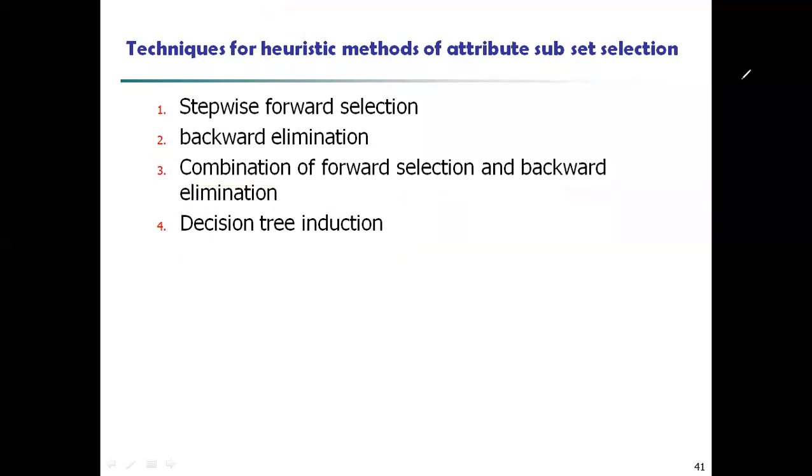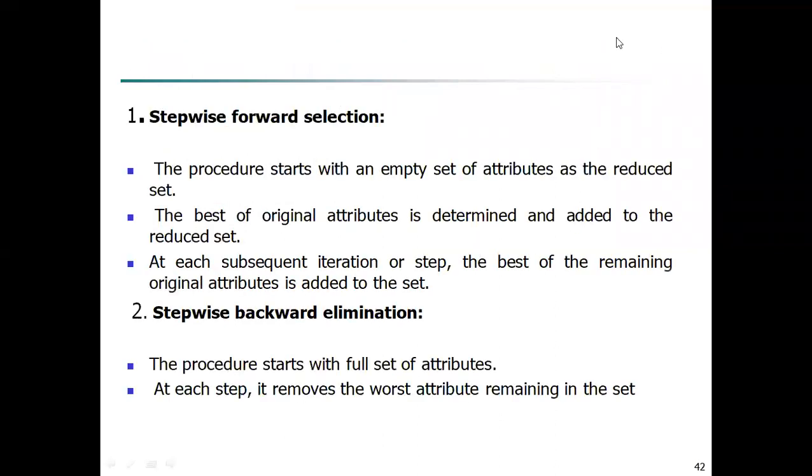What is the first one here? The first one is stepwise forward selection. In this stepwise forward selection, see the first point. The procedure starts with an empty set. In stepwise forward selection, the procedure starts with an empty set of attributes as the reduced set.